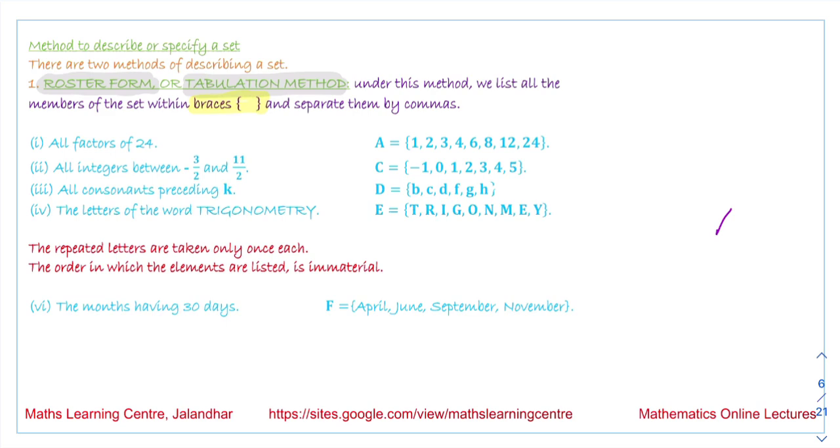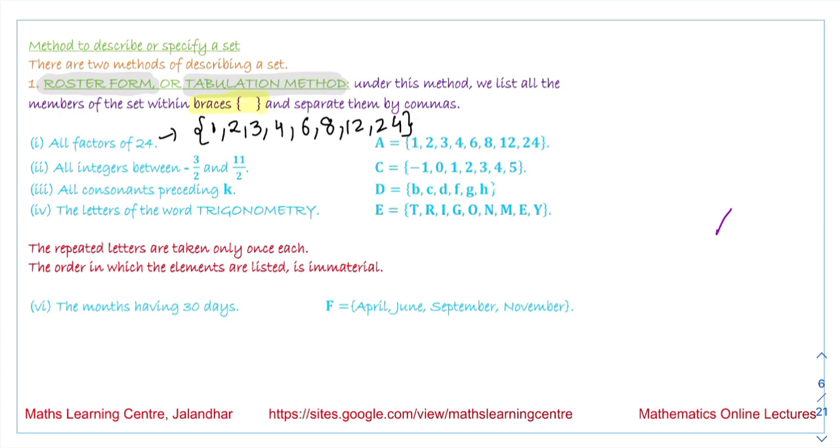So first example, we have all factors of 24. So we list all the elements over here. The first factor we have is 1, next is 2, next is 3, next is 4, next is 6, next 8, next 12, and next 24.